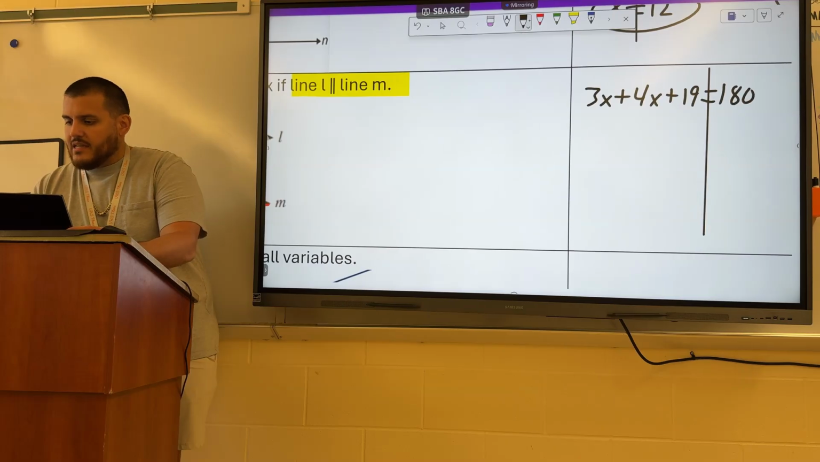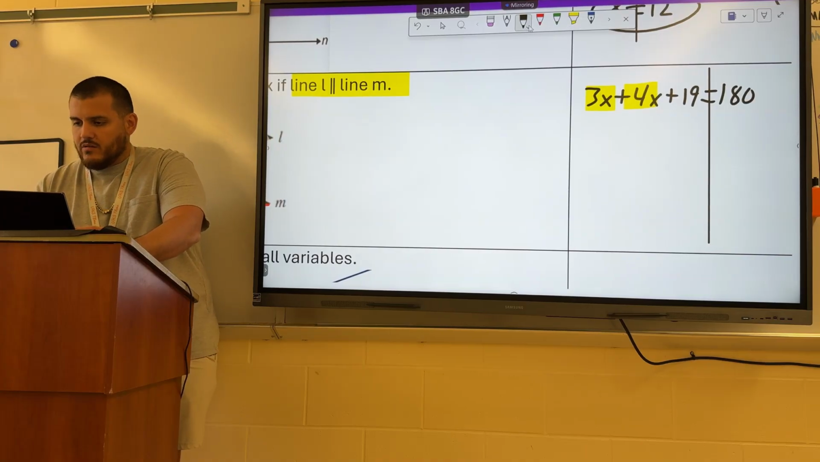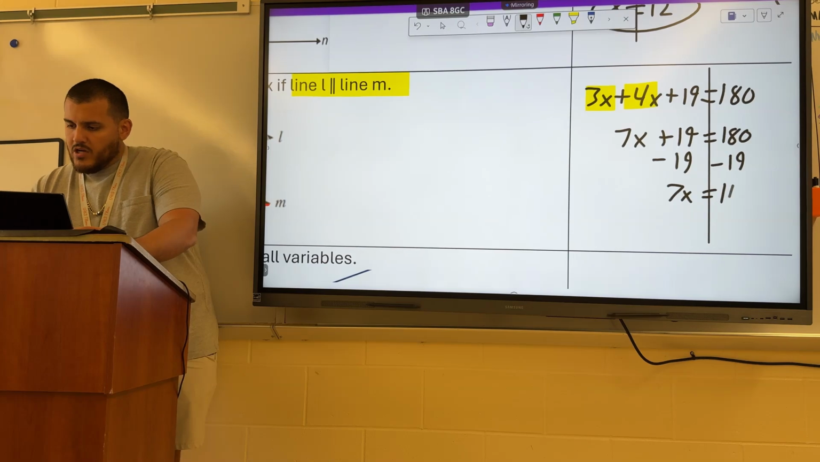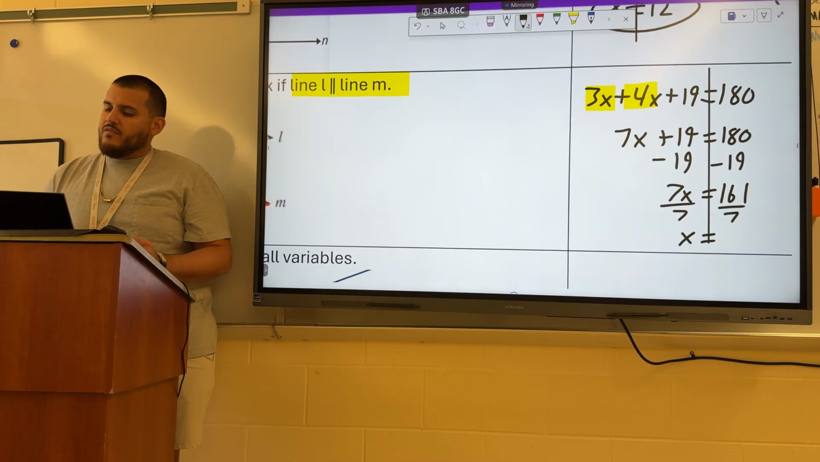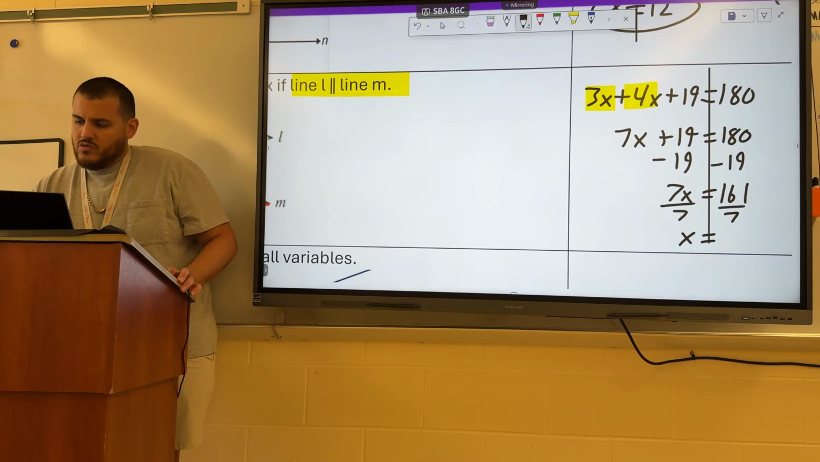Combining like terms needs to happen here in this example. I got 3x plus 3x. They're on the same side, so I'm using the same signs that they have. 3x plus 4x gives me 7x's. Got plus 19 equal to 180. To get that 7x alone, I'm going to subtract both sides by 19. That'll give me 7x equals 161. Then we're going to divide both sides here by 7 to get our value for x, which should be 23.